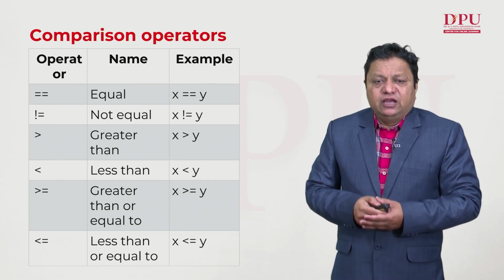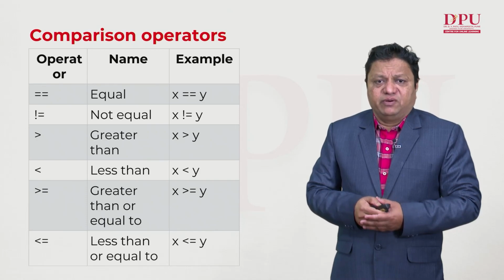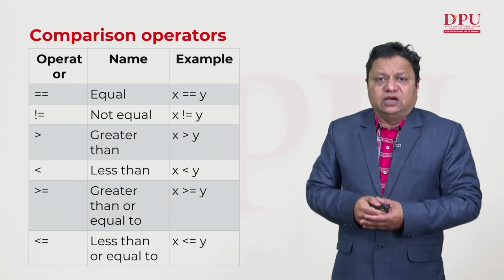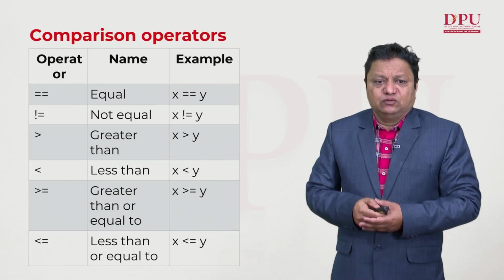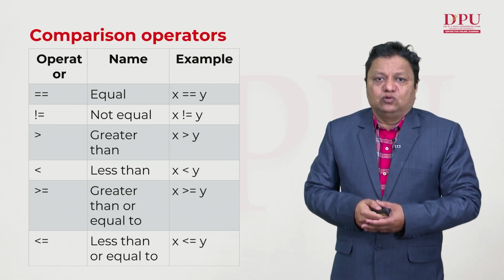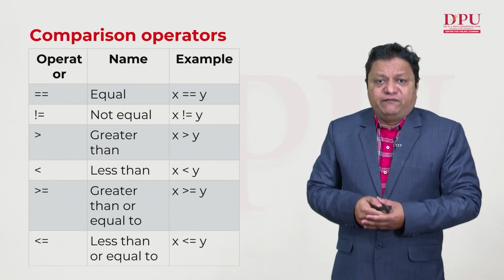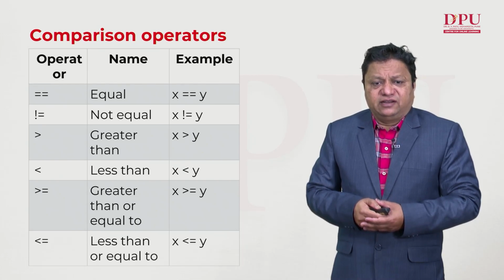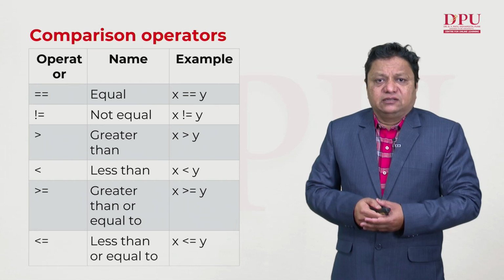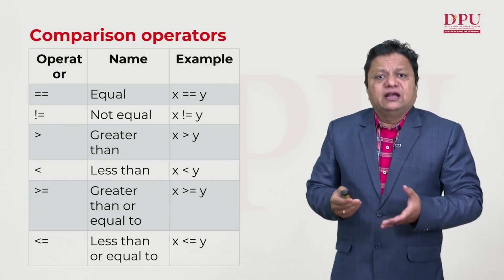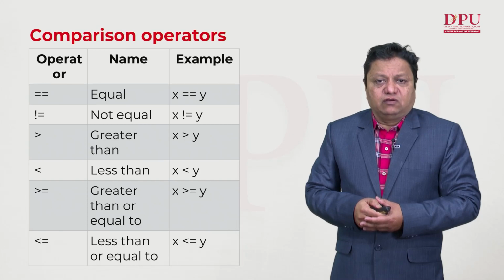In the same way, if you want to check whether a variable is not equal to the other variable, I can use the not equal to operator to check for non-equality. If you want to check whether a number is greater than another, I can use the greater than operator. For less than, I can use the less than operator. For greater than or equal to, I can use the greater than or equal to operator. In the same way, I can use the less than or equal to operator.